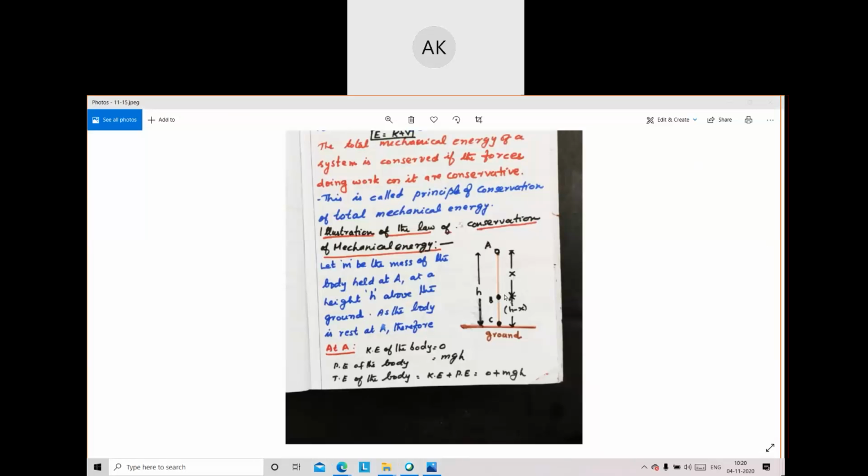So x distance it moved downwards. So what is its velocity, final velocity when it is at B? V square equal to U square plus 2AS or 2GS. S is x here. Okay, that value you have to substitute.